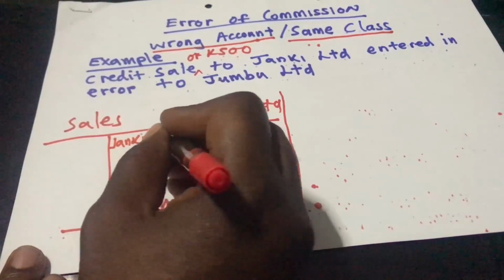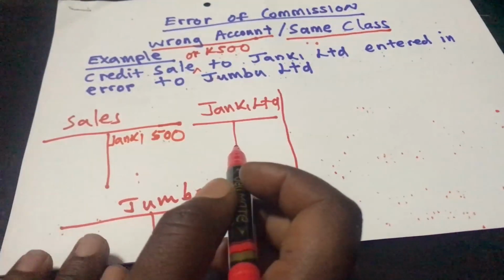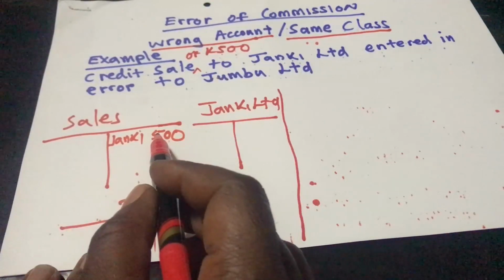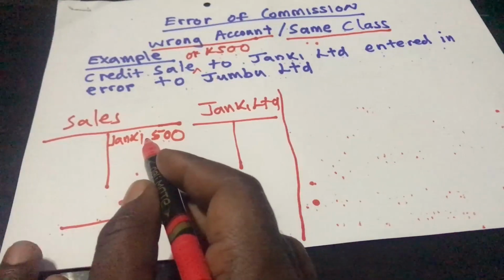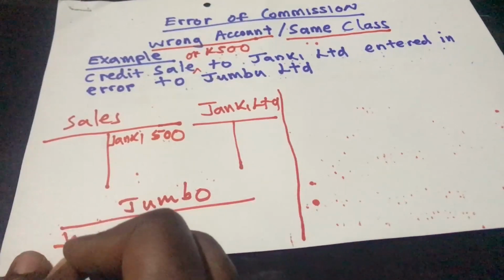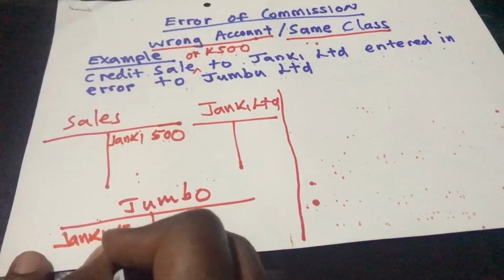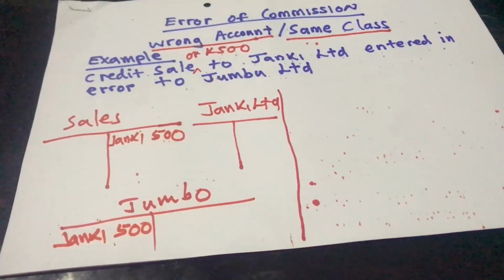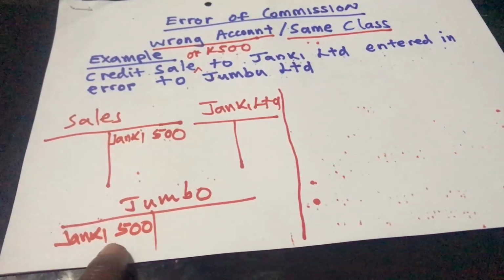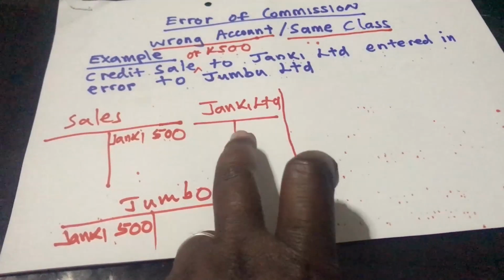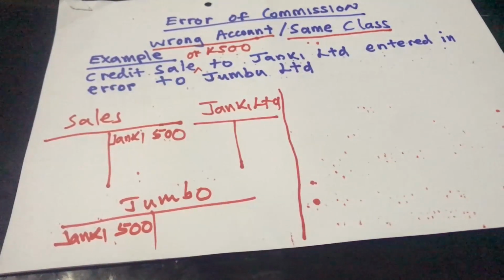The credit sale should be 500. Okay, so now the mistake which was made is that this particular sale was written in Jumbo. So this is what happened. You've seen it. It was not recorded in Junkie, it was recorded in Jumbo. You see? So in Junkie's account, there was nothing. This is the error which was made, isn't it?